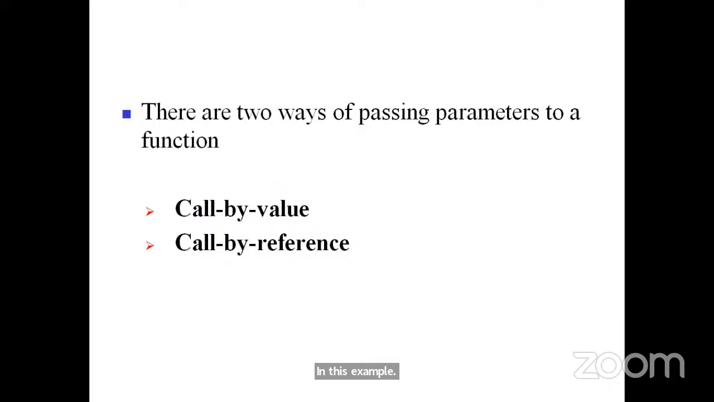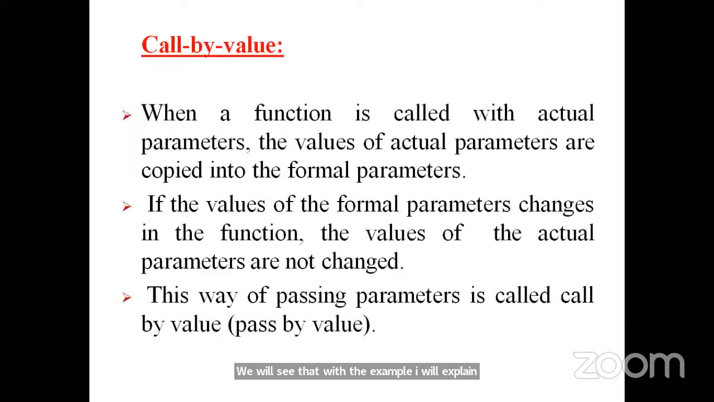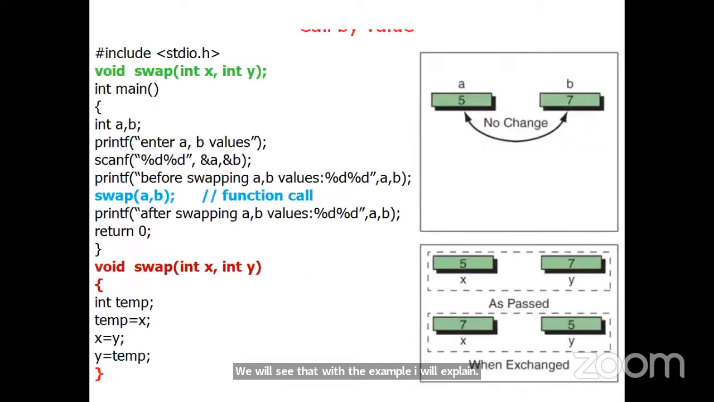There are two parameter passing techniques. One is call by value, the other is call by reference. So basically, what are we doing? Calling the functions. In calling functions, we have one type call by value and another call by reference. We will see that with the example. I will explain it, don't worry. I don't want to explain theory. Let us go for the call by value.